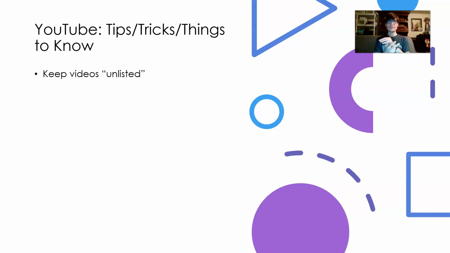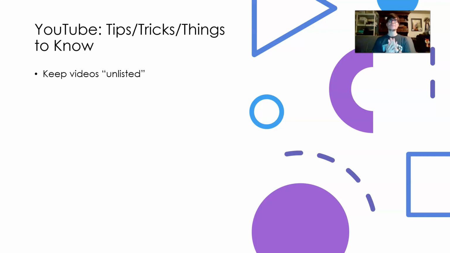If it is private, it means that only you can see it. Even if you give links to people, no one can see it but you. The second one is public. That means that anyone can see it. They can search it up, they can find it, they can watch it.